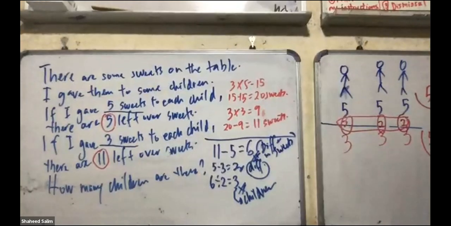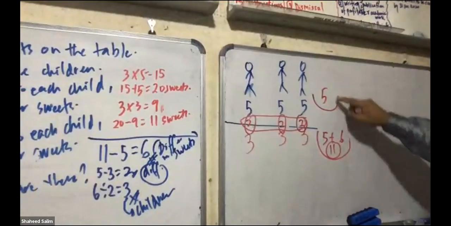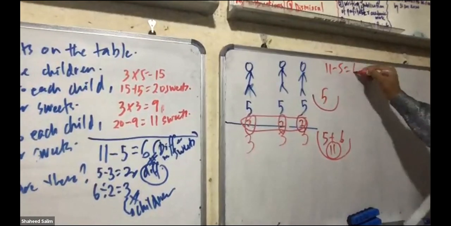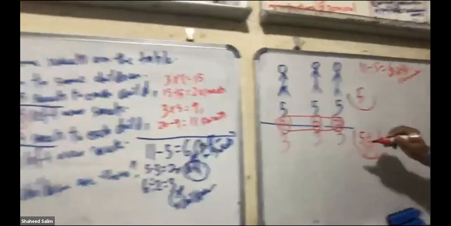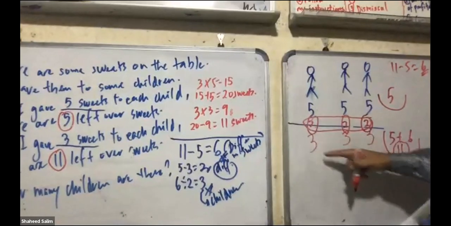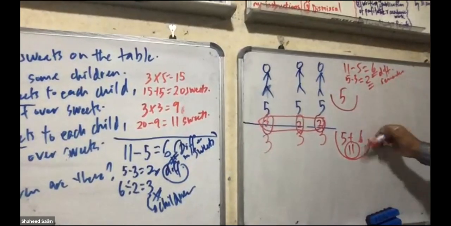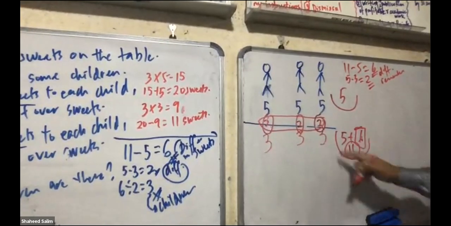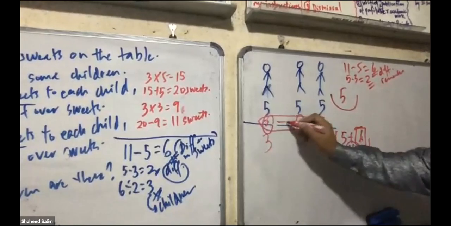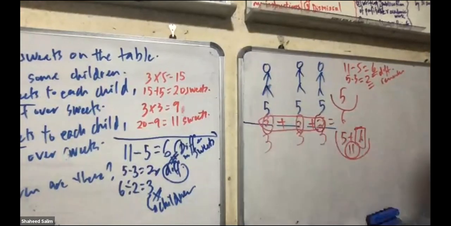So now, I find the difference between 2 things. First, the difference in the remainder. 11 minus 5, I get 6, the difference in the remainder. Then also the difference in giving. 5 minus 3 is 2. I take this 6, divide by 2, and I get the number of groups. You see, 2 plus 2 plus 2 is 6. 6 divided by 2, I get 3 persons.